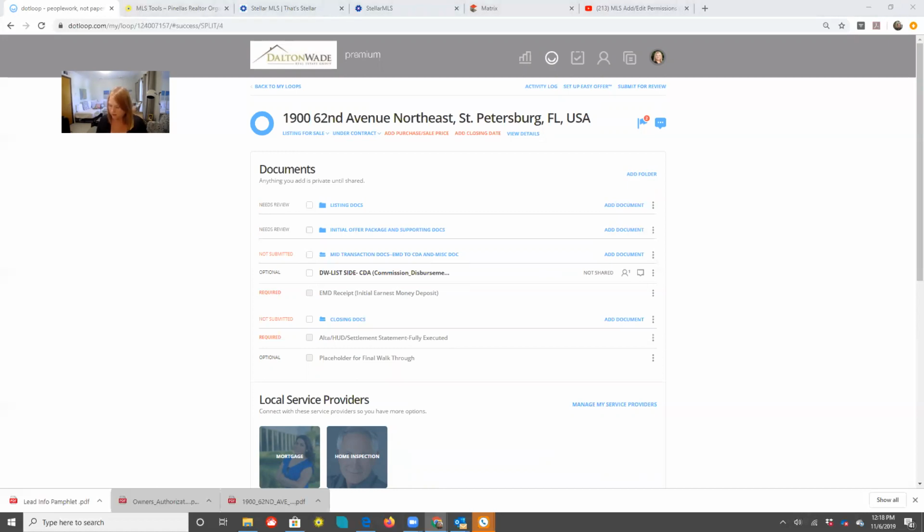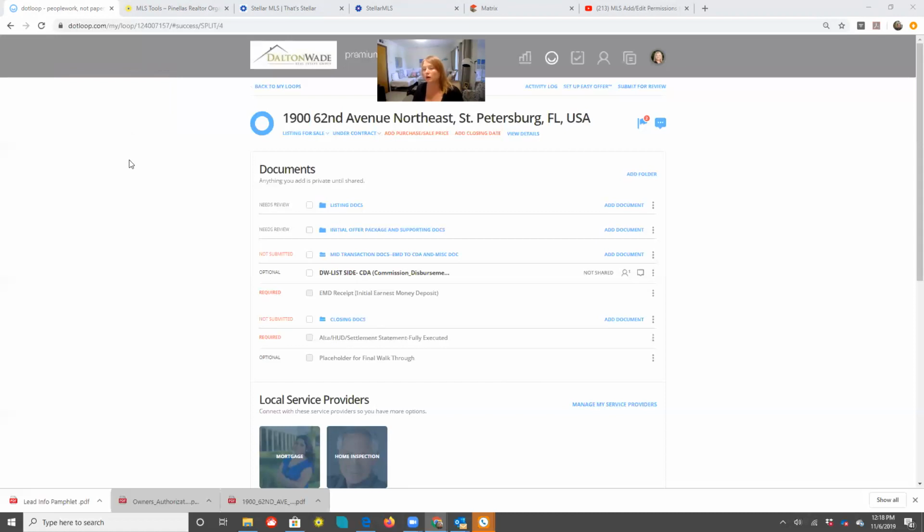Here are the support lines. So that's the support number. It's staffed 9 a.m. to 7 p.m. And then my cell phone number. Use that for emergencies. I'm usually the person that answers the support line, at least for the foreseeable future. Hopefully not forever. Questions now?